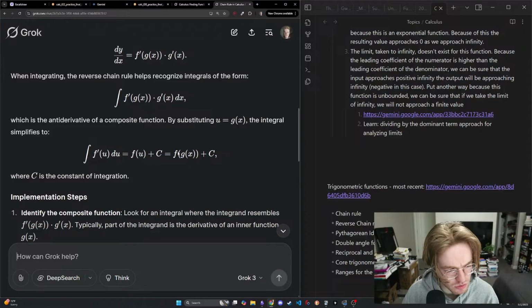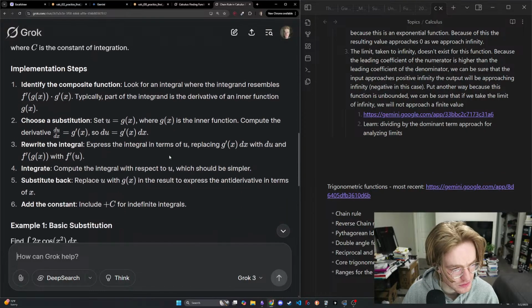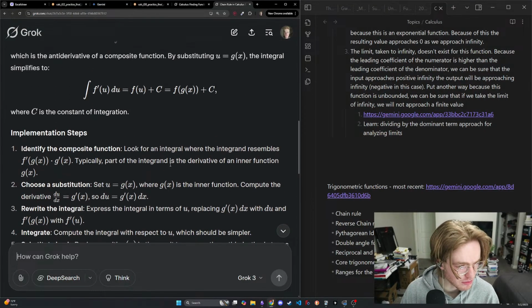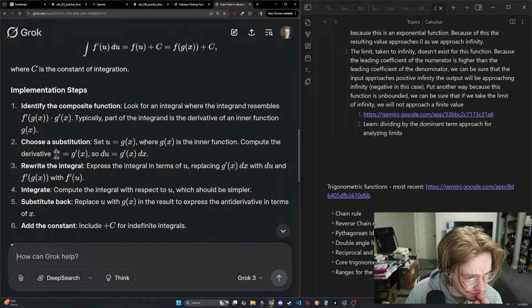I'm not sure why we're using u. It seems like it's just a random variable, so maybe it's just typical that u is used in this operation. Okay, let's go through the implementation and see if this makes sense.